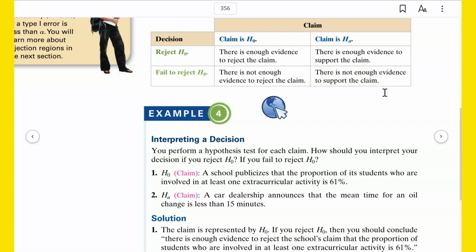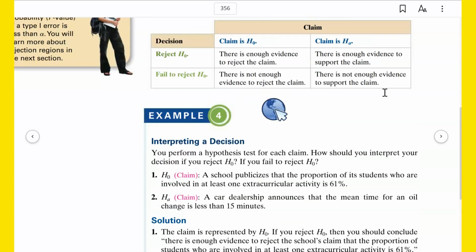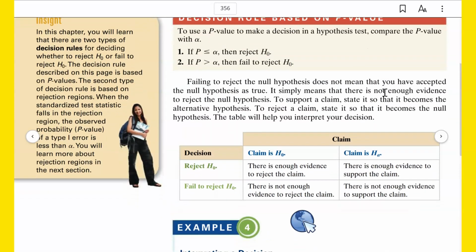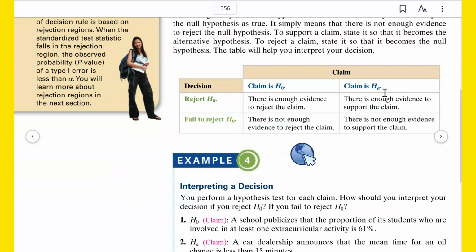So you're never saying there is evidence to accept the claim. There is either enough evidence to reject it, there may be enough evidence to support it, or there may be not enough evidence to reject it, or not enough evidence to support it. You're going to have to think about that for a while, I think, to understand it. I know I have to go back and look and think about what those things mean myself.